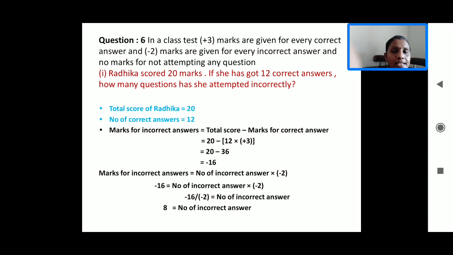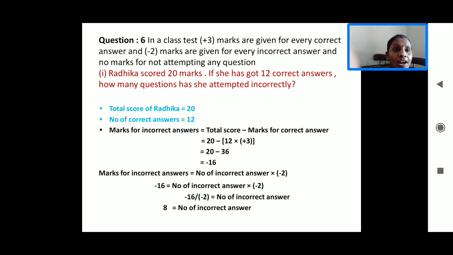Our question 6 is like this. In a class test, plus 3 marks are given for every correct answer and minus 2 marks are given for every incorrect answer, and no marks for not attempting any question. Now here there are two parts to this question. First one: Radhika scored 20 marks. If she has got 12 correct answers, how many questions has she attempted incorrectly?